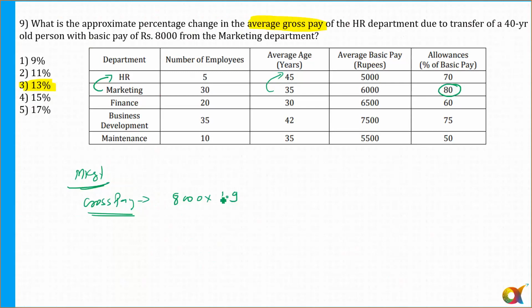So what is the gross pay? 8,000 plus 90% of 8,000, which is basically equal to 8,000 into 1.9. So what is 8,000 into 1.9? What will it come to? Approximately 15,000. All right, 19 into 80 is 152. Is that part clear to all of you?